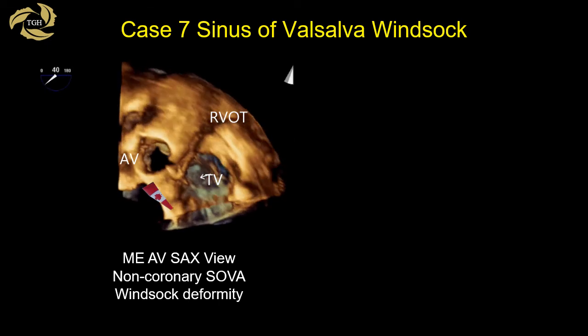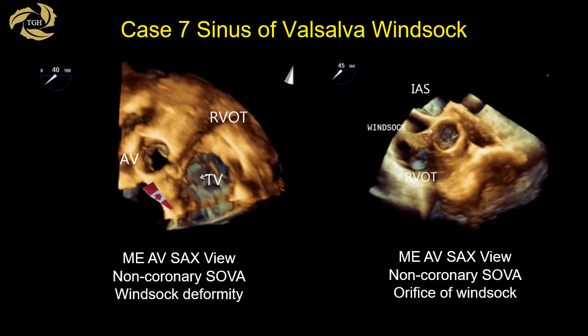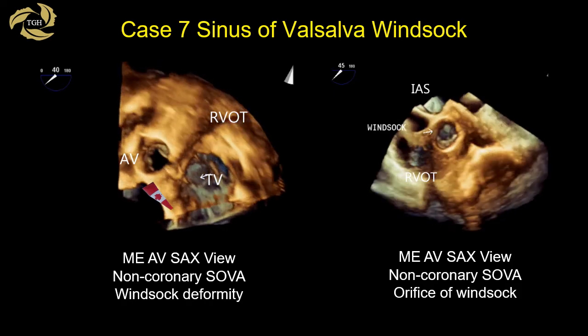Classically, the sinus of Valsalva aneurysms are described as having a windsock appearance. This is exactly what this patient had. Shown here is the windsock in 3D full volume in the surgeon's orientation. This 3D full volume can also be rotated to view the orifice of the windsock in the non-coronary sinus of Valsalva.